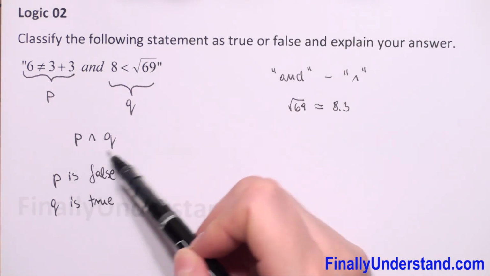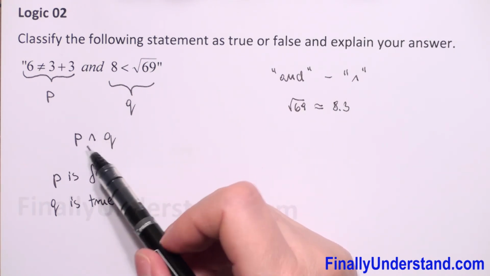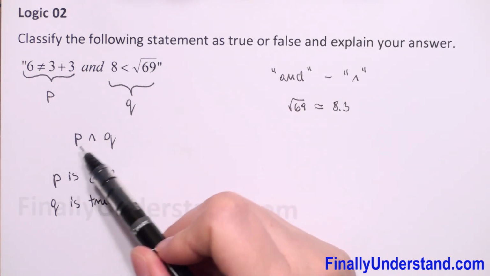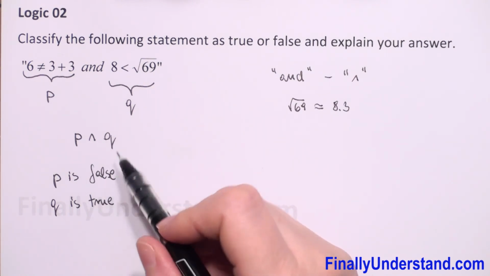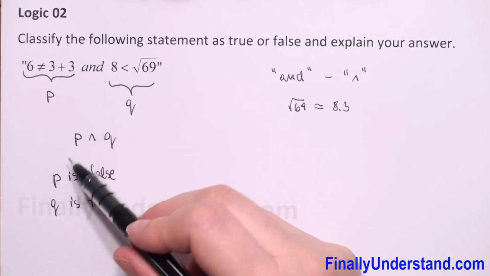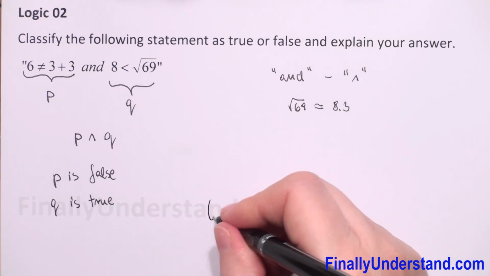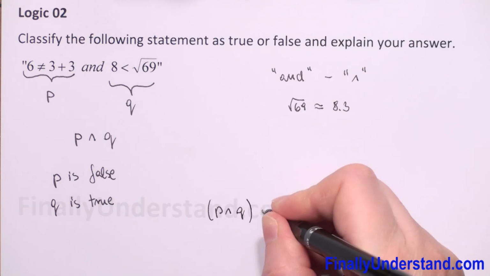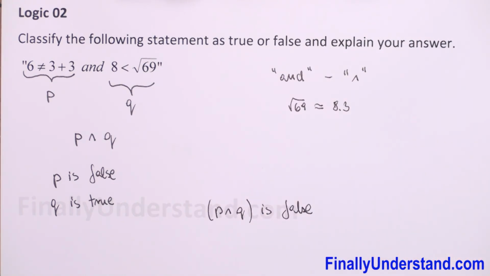We have a conjunction here. A conjunction is true only when both statements are true. Because one is false, it doesn't matter which, this conjunction is false. This is my solution.